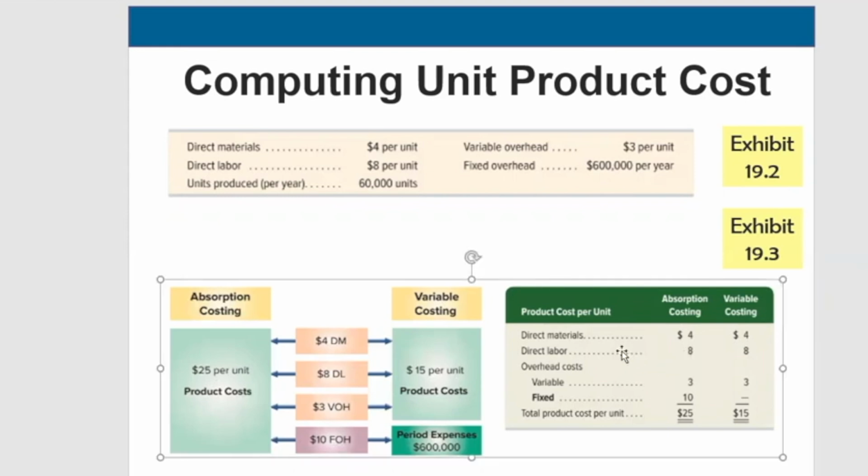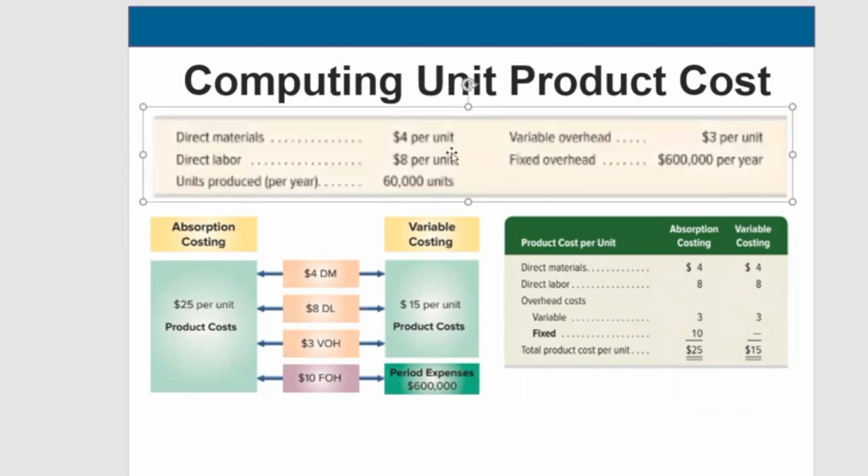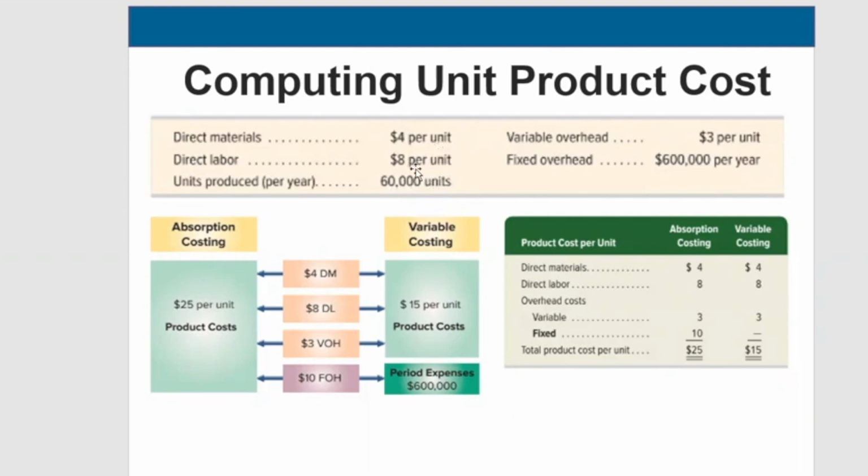So here's a little example here. Under absorption costing, we are making some products. I don't know, how about coffee pots? Each coffee pot is $4 of materials, $8 of labor, and we're going to make 60,000 of these things. Variable overhead, we have calculated at $3 per coffee pot. And fixed overhead, just in general, we spend $600,000 a year.